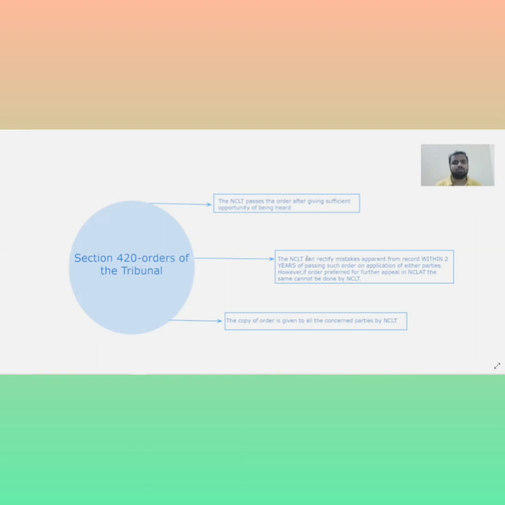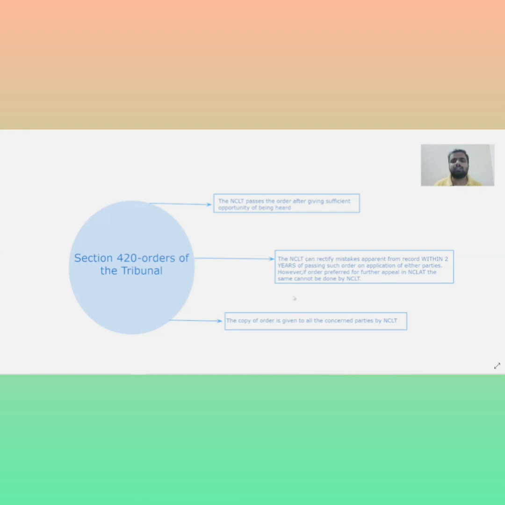However, there is one catch over here. Supposing in a scenario, the NCLT has given the order. Thereafter, either of the parties goes to the NCLAT for appeal. In this case, the NCLT doesn't have the power to rectify the mistakes apparent from record, because you have already appealed based on the facts given in the earlier order. So you cannot come back and apply to the NCLT for a rectification regarding mistakes apparent from record. I hope this is clear.